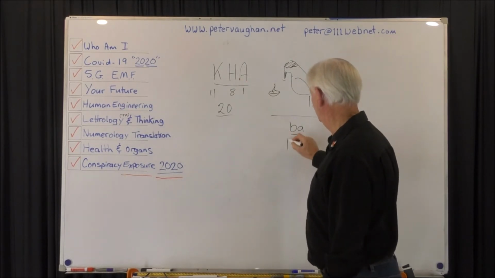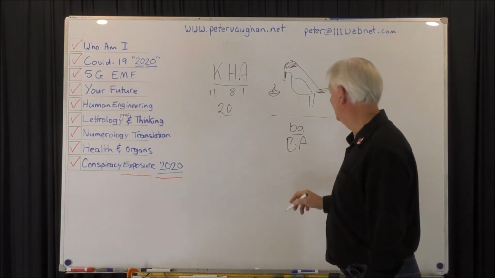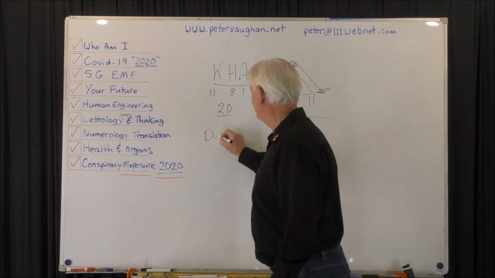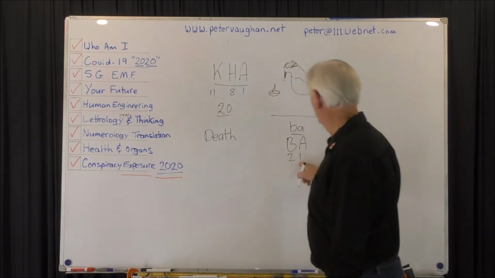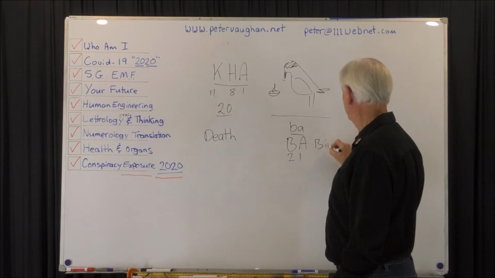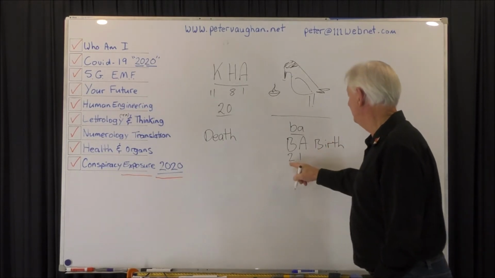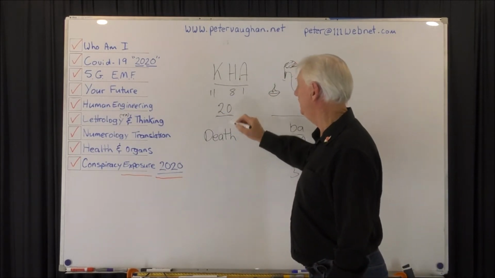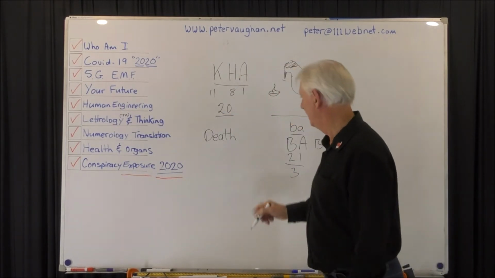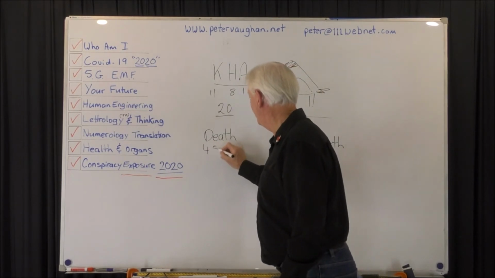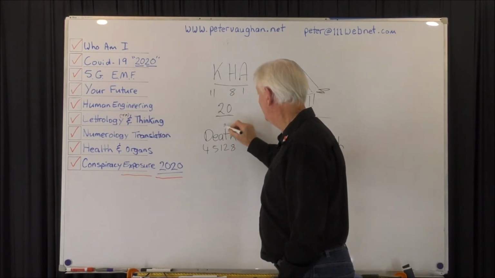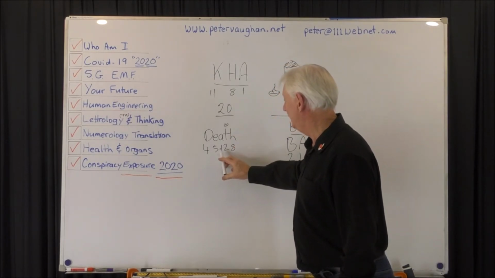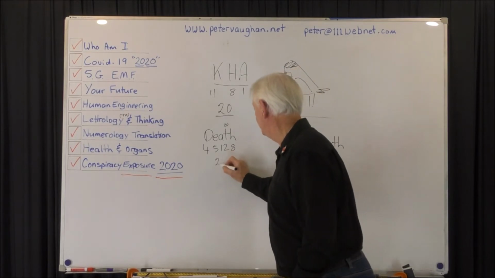Ka, Ba. I could even do it like that, capitals. B is 2 and A is 1. Here, this means death. This means alive or birth. Now, B and A add up to 3. Ka adds up to 20 or 2. If I take the word death and go 4, 5, 1, 2 and 8, that's actually the 20th letter, so I could in fact make that 20. 4 and 5 is 9, 10, 12 and 8 is 20.